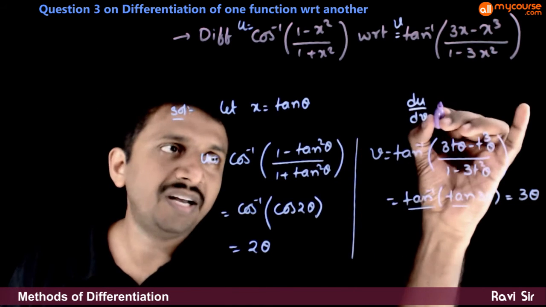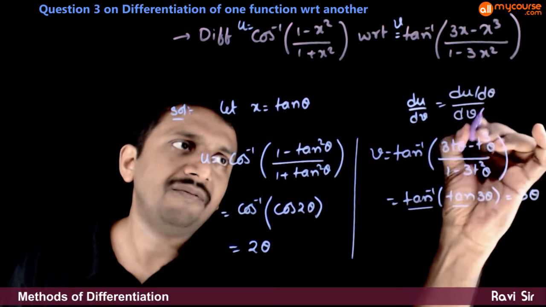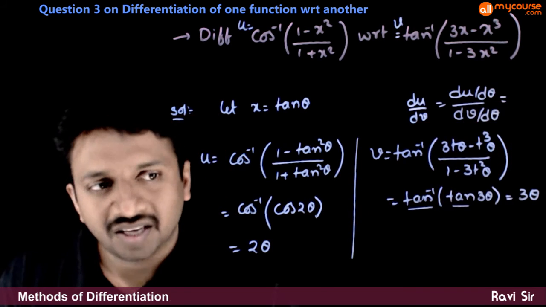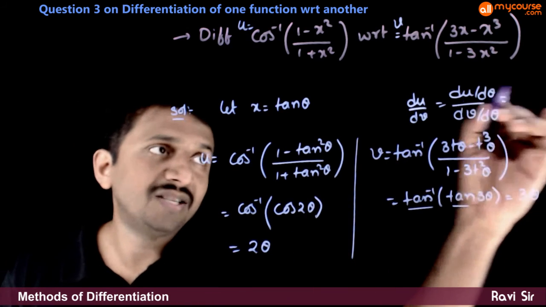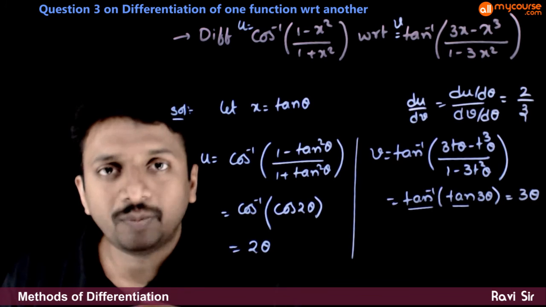Now what is du by dv? It is (du by d theta) by (dv by d theta). du by d theta is 2, dv by d theta is 3. So 2 by 3 is the answer.